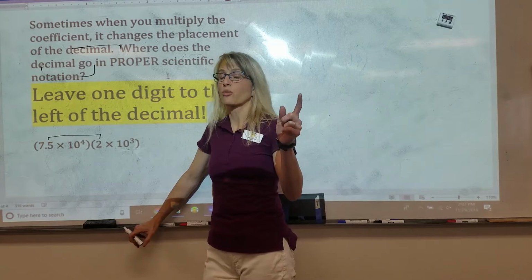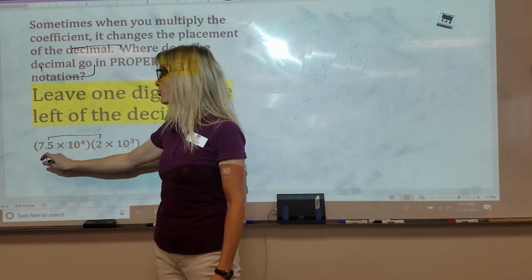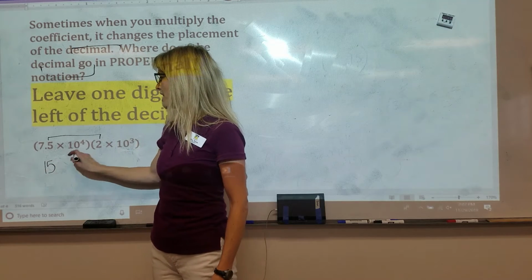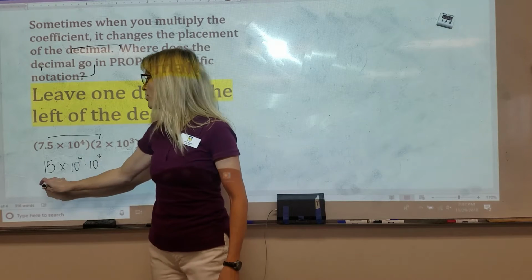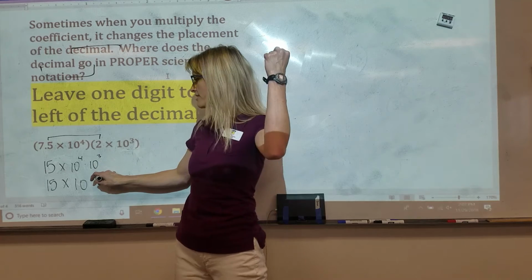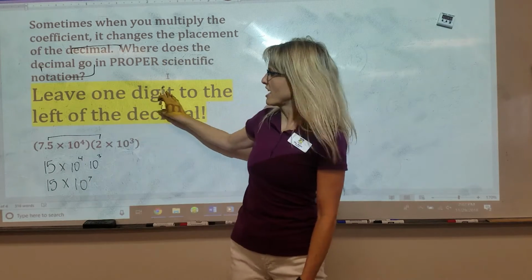So what we're going to do is regular multiplication, but the way we do it is by taking the coefficients and multiplying those. 7.5 times 2, just double that, that's 15. And then do the exponent part, 10 to the 4th times 10 to the 3rd. Remember, we add the exponents. 4 plus 3 is, get ready? 7.